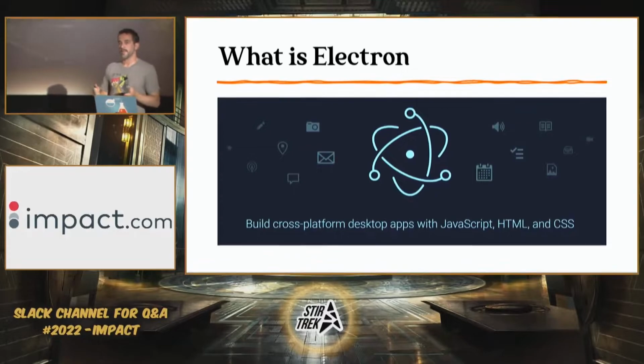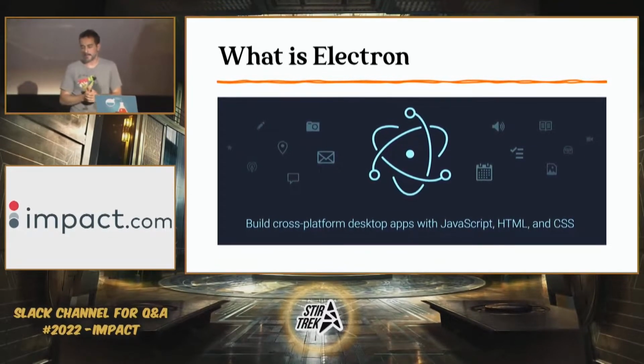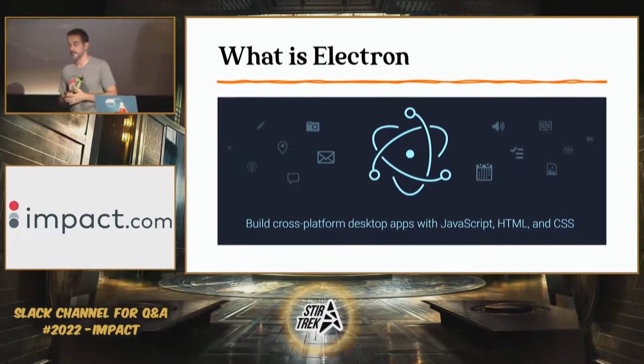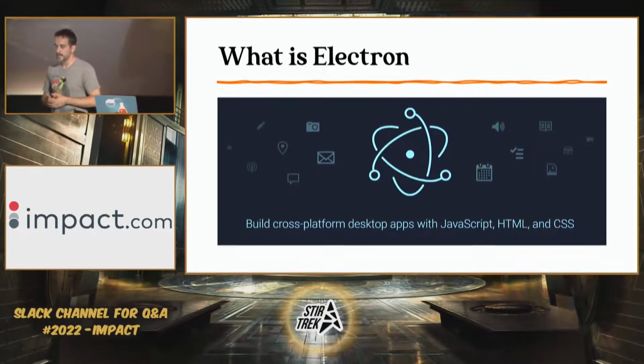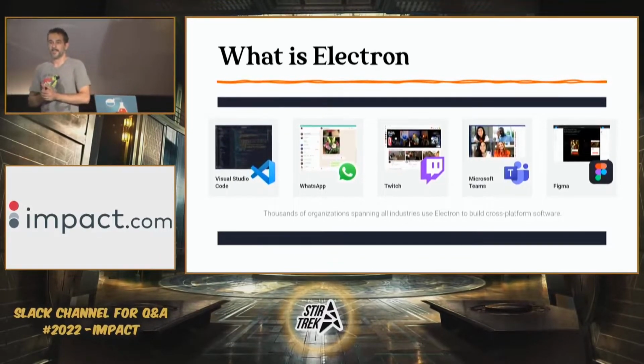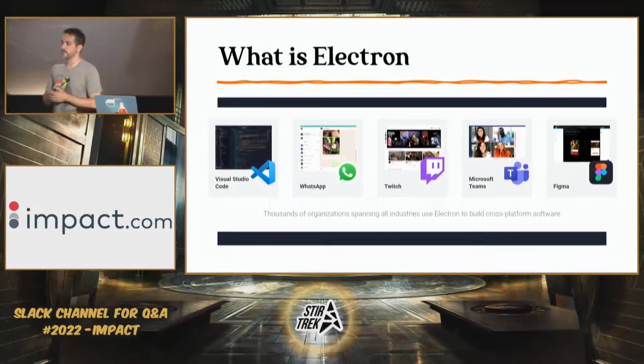So let's talk a little bit about Electron first. What exactly is it? It's a cross-platform desktop app framework that is used to build desktop applications with JavaScript, HTML, and CSS. And it's built quite a few applications that you've probably used. One of the things that probably resonates with this audience is Visual Studio Code. I'm pretty sure almost everybody in here has touched that at some point. Maybe you've been using Teams at work, that sort of stuff. Those are all Electron apps.